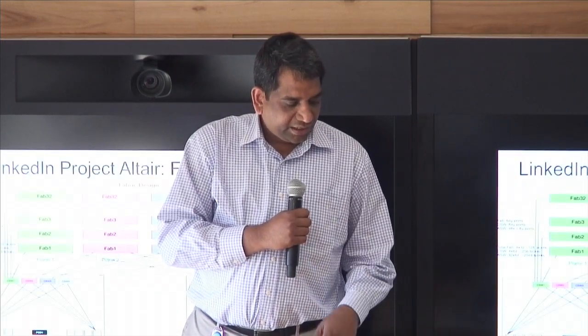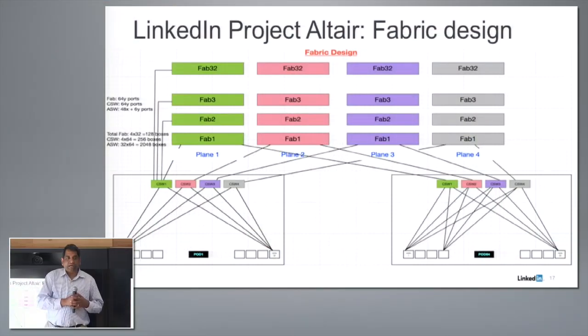To help the conversation, I thought of sharing what our network looks like today. This is a multi-generation evolution from our point of view. We're building a brand new data center in Oregon. This is public information, you can read about it. We call it Project Altair. This is our latest fabric design.